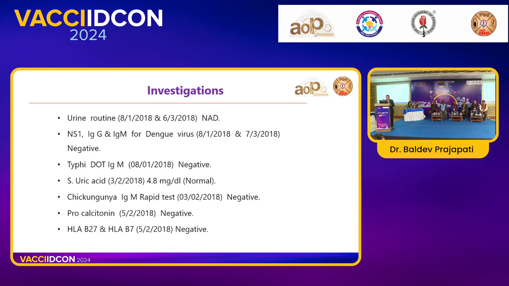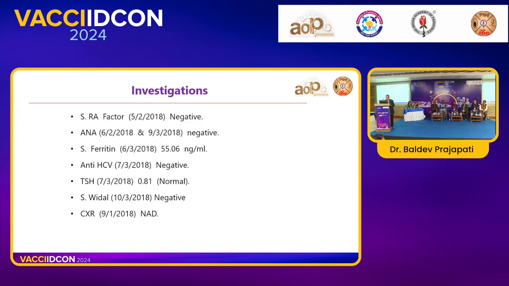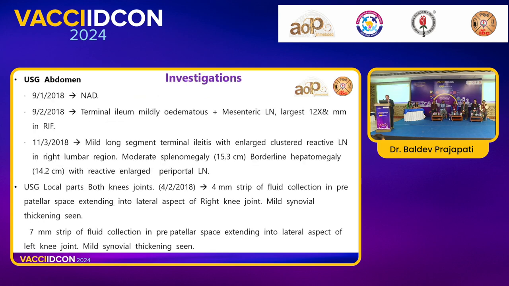Investigations for dengue negative, typhoid IgM negative, uric acid was normal, chikungunya IgM rapid test was negative, procalcitonin was not helping much. Even HLA-B27 was done by the rheumatologist, negative, RA factor negative, ANA negative, ferritin fortunately not raised, anti-CCP negative, TSH normal. Widal negative, X-ray NAD. Even more investigations before somebody asks me.